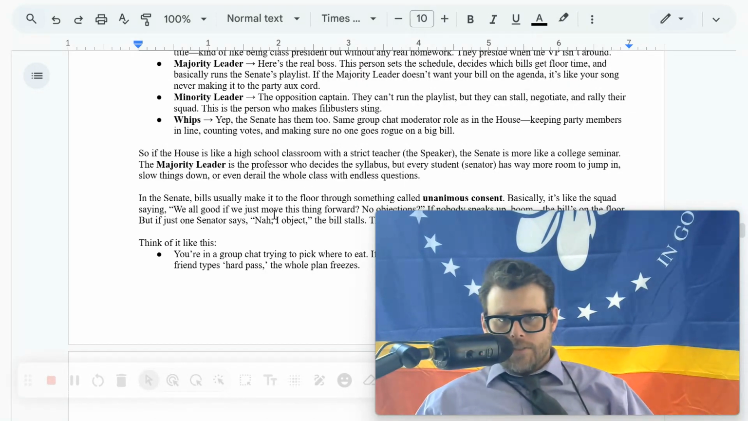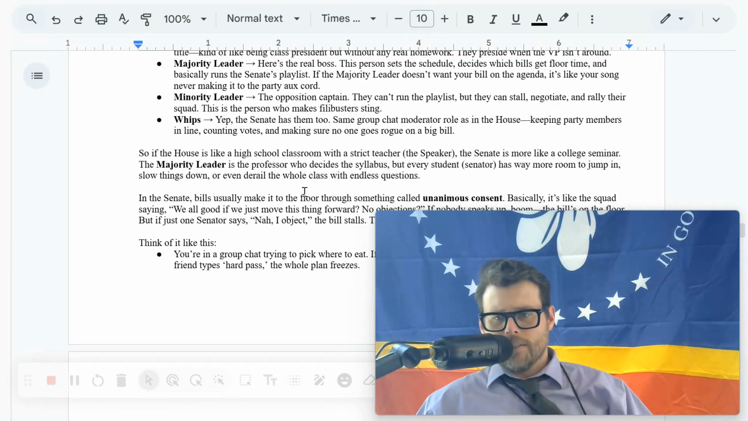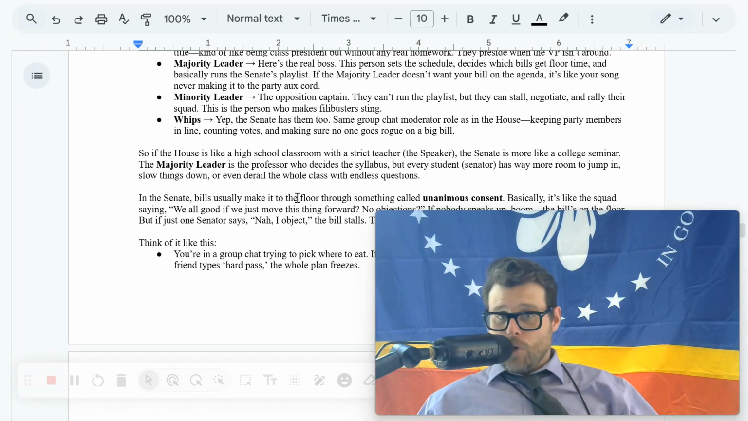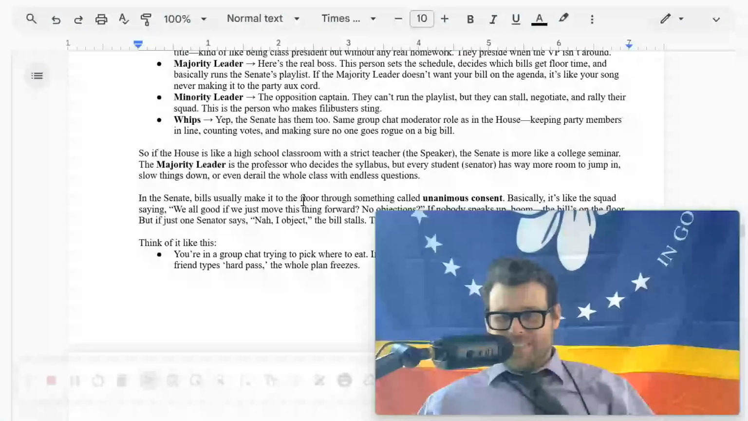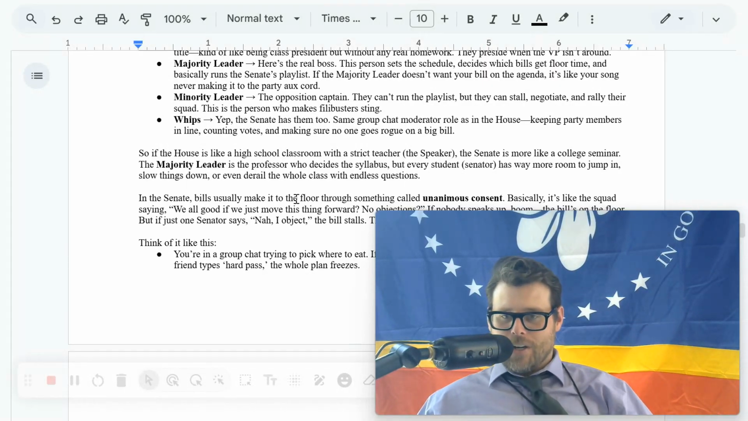Party disciplinarians. All right, so if the House is like a high school classroom with strict teacher, the Speaker of the House, right, Mike Johnson from Louisiana, Republican. The Senate is more like a college seminar. The majority leader is the professor who decides the syllabus, and every student's a senator. Has way more room to jump in and discuss things, slow things down if they need to, and even derail the whole class with an endless list of questions about random stuff that the professor ends up answering.